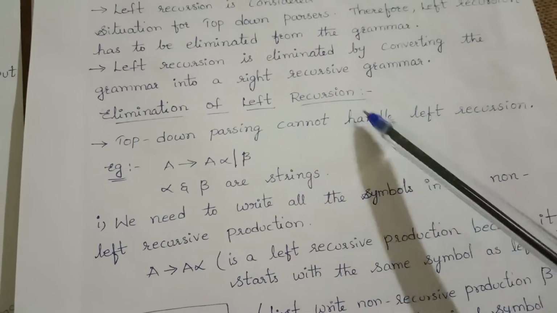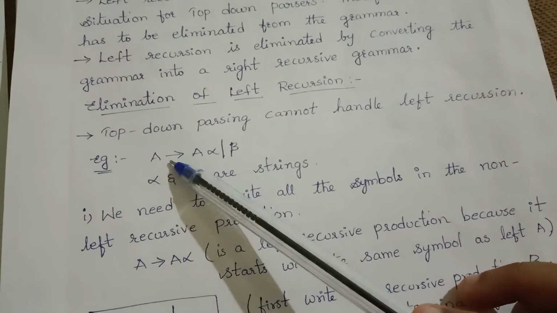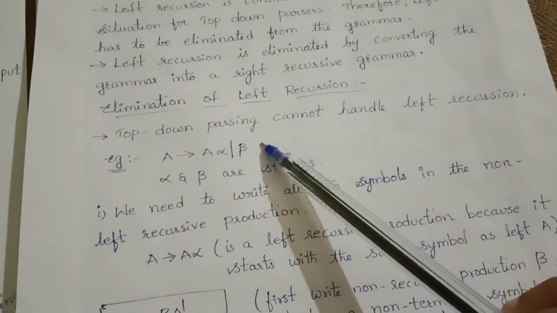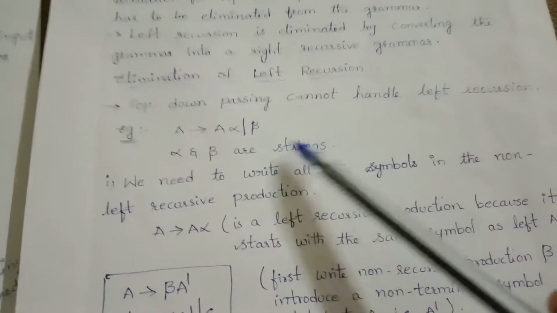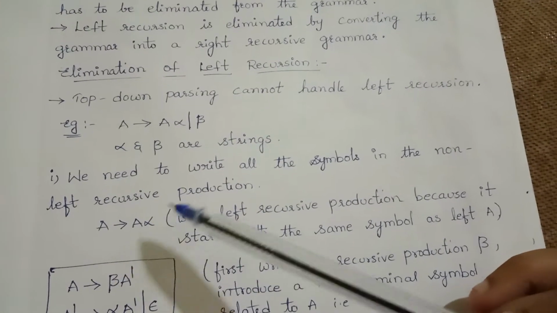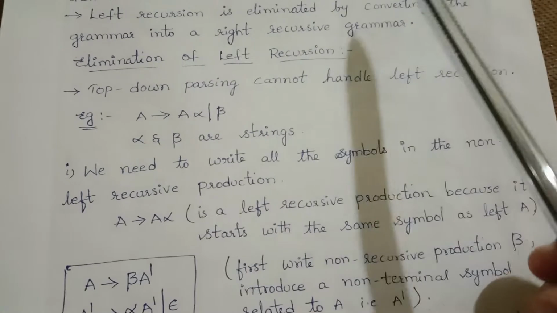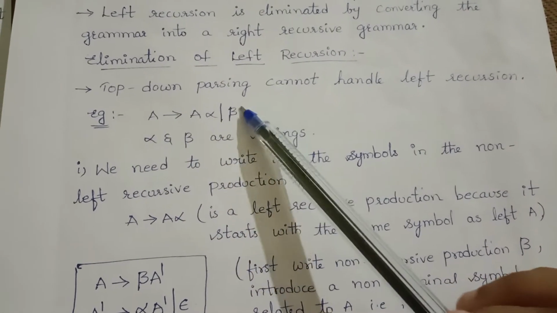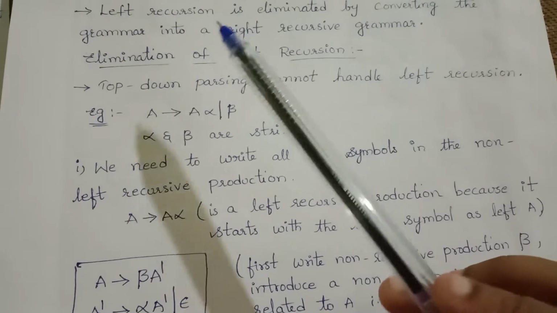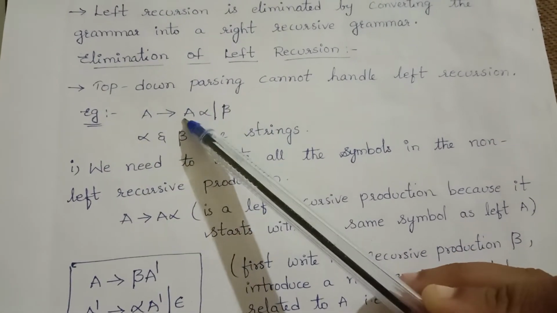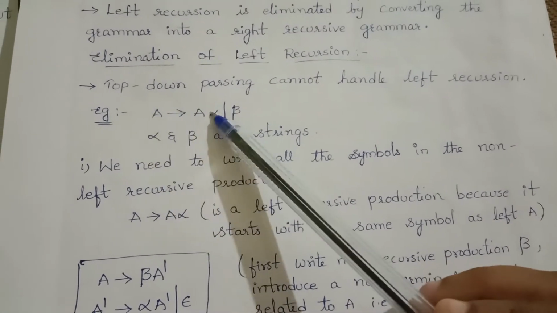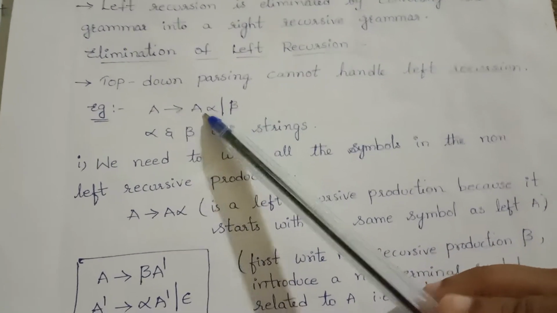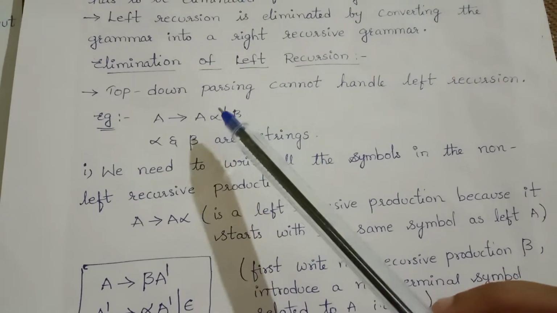Top-down parsing cannot handle left recursion. For example, consider a grammar of the form A tends to A alpha or beta, where alpha and beta are strings. How can we check whether it is left recursive or not? If the starting symbol of the production on the right hand side and on the left hand side are the same, then it is called left recursion. Here the starting symbol is A on both sides. That means this grammar has left recursion, and we need to eliminate it.